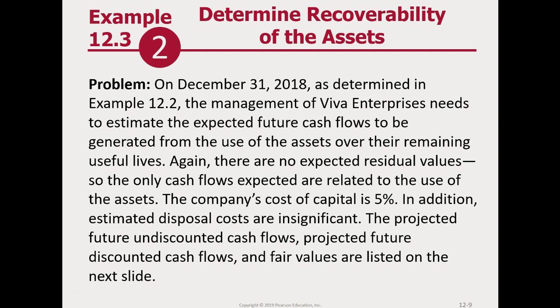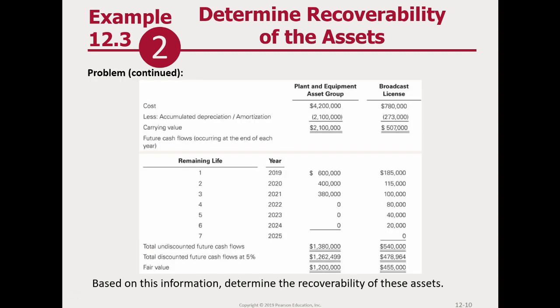Basically, we need to be aware that the company's cost of capital is 5%. We may need that if we're going to do present value. First, let's look at a table that shows the remaining life of the two groups of assets and some information. So we have cost less accumulated, so we have our carrying value, and then we have our future cash flows. These are undiscounted. So basically, the remaining life of the plant and equipment asset group, we only have 3 years where we see future cash flows coming from that group. From the broadcast license, we see a possibility of 6 years in the future we're going to continue to see cash flows.